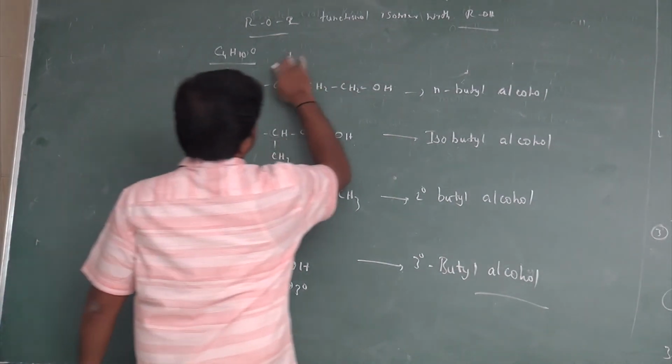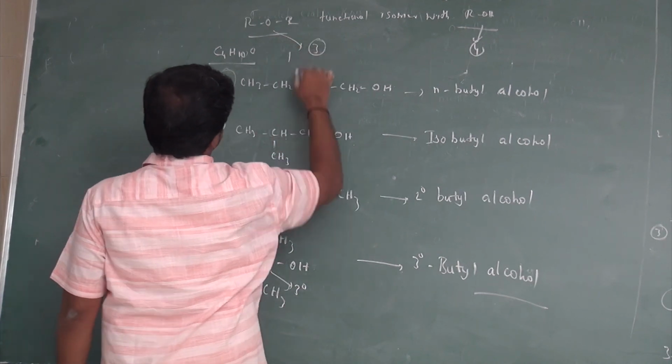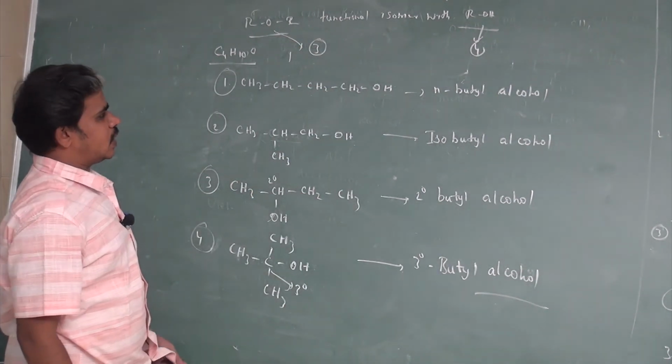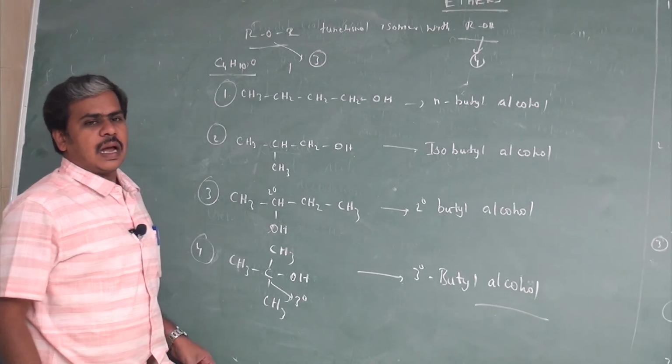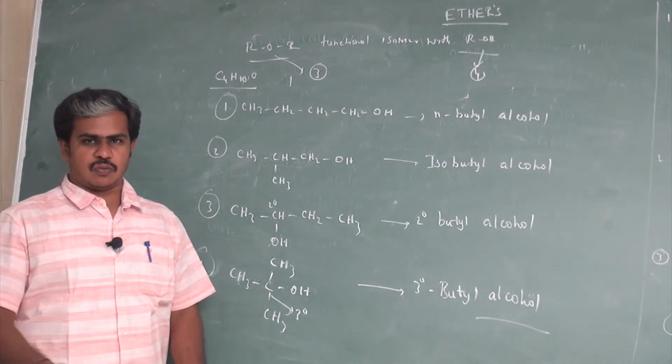So alcohol isomers are 4 and ether isomers, called metamers, are 3. So there are 7 isomers possible for the molecular formula C4H10O.